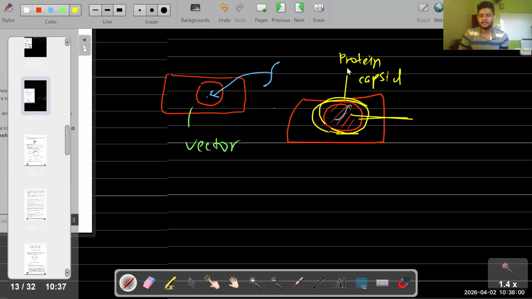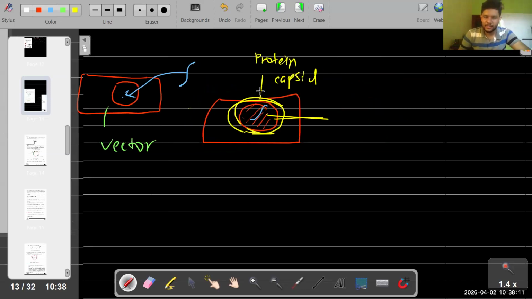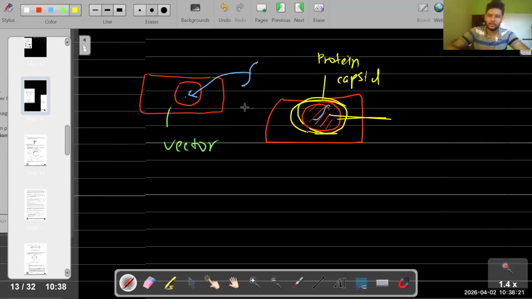Can you understand? Yes. So through this, they can be introduced, so that when it is transferring into an animal or plant, sometimes it can go out or it can be damaged. So what we do is enclose it with the protein capsid. We are not enclosing it; it is normally enclosed, right?